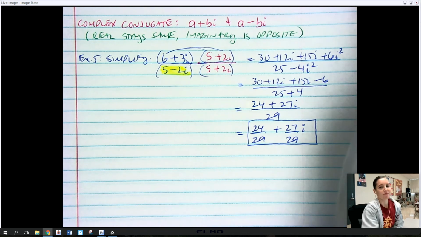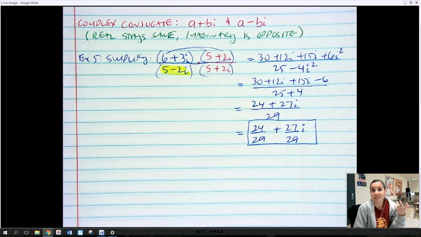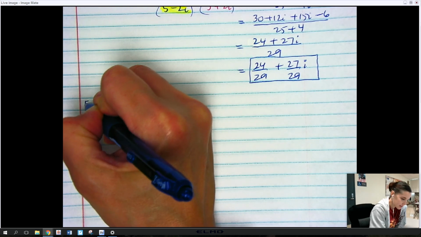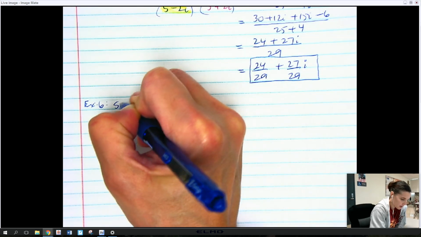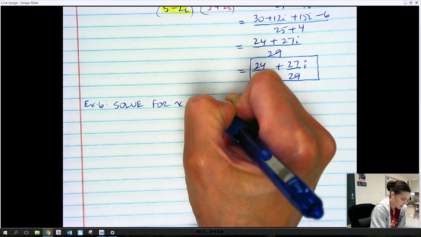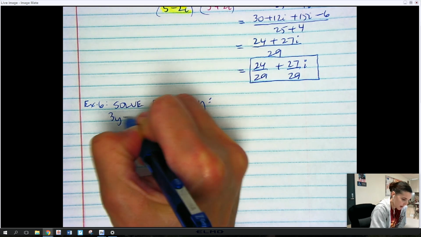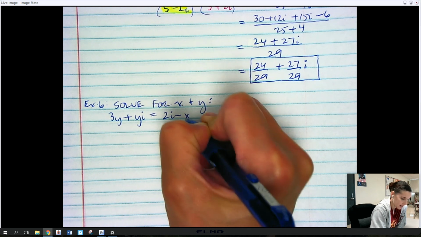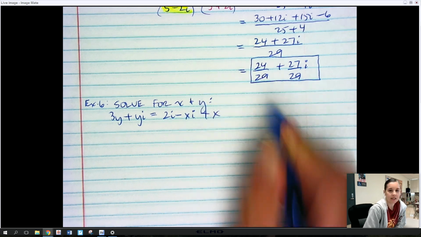Okay, so again, we've mentioned what is an imaginary number, what is a complex number, how do we multiply them, break them down, reduce them, add, subtract, multiply, divide. So now there's one last example I want to do with you. So this is example 6. I want you to solve for x and y. Say we have 3y plus yi is equal to 2i minus xi plus x.